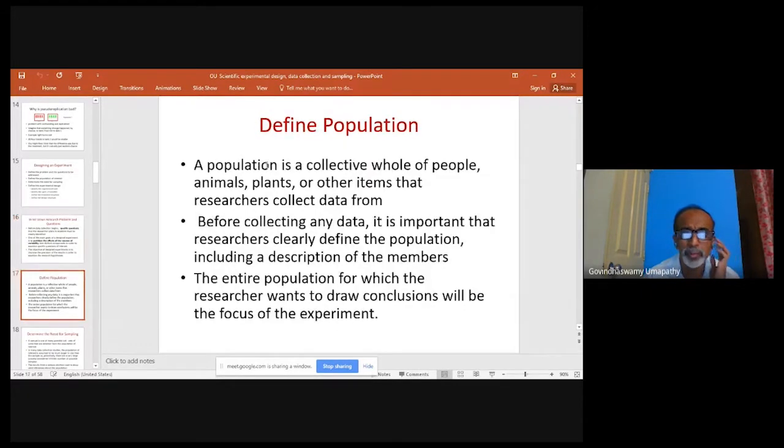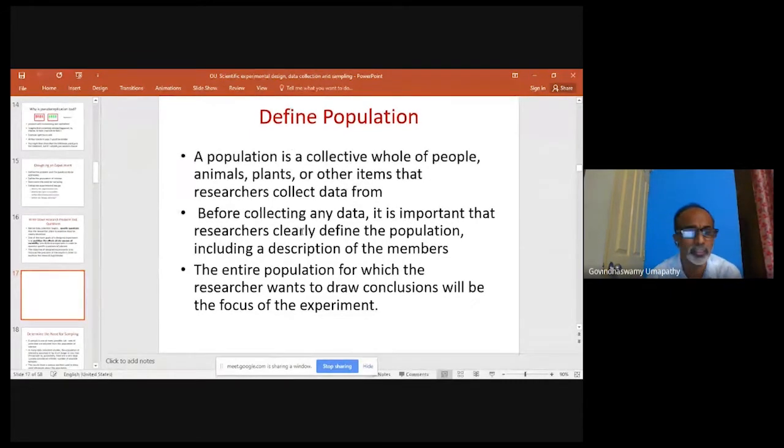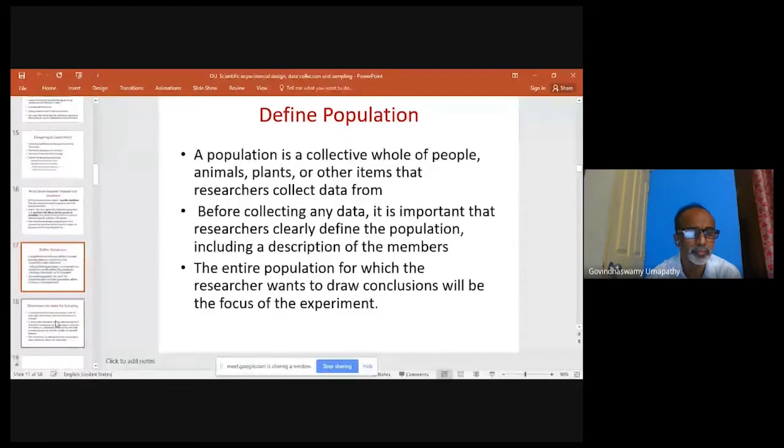When you define a population, as I mentioned previously, a population is a collective of whole people, animals, plants, or other items that a researcher collects data from. Before collecting any data, it is important that the researcher clearly define the population, including a description of its members, what kind of members you use, and the entire population about which they want to draw conclusions. So you have defined a population, how much you require, and what criteria you are looking for.